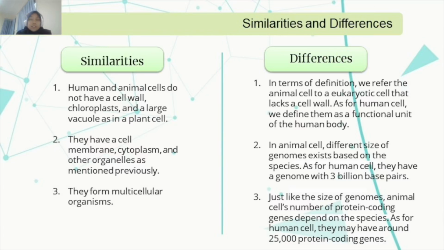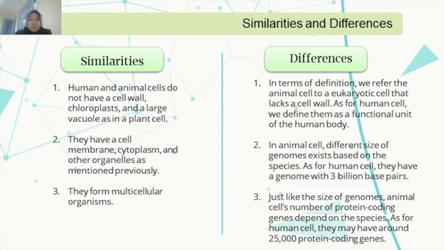Second is that they have a cell membrane, a cytoplasm, and other organelles that were mentioned previously. And then third, they form multicellular organisms. Now, the differences would be as follows. Like I mentioned earlier, in terms of definitions, we refer to the animal cell as a eukaryotic cell. And as for humans, we define them as a functional unit of the human body. In other words, the various types of cells that make up the human body.